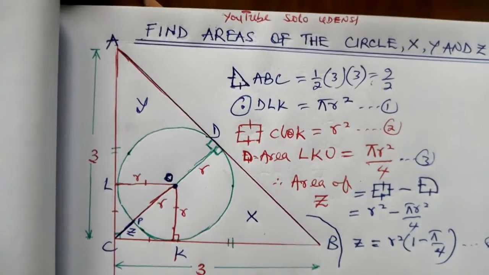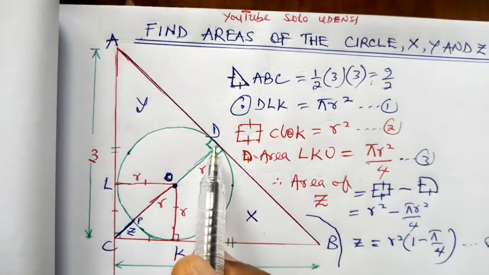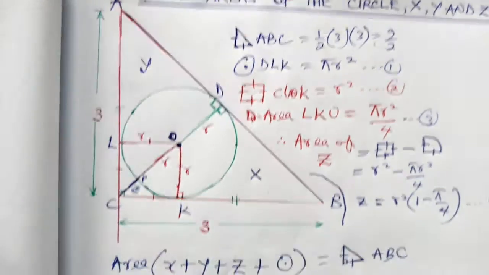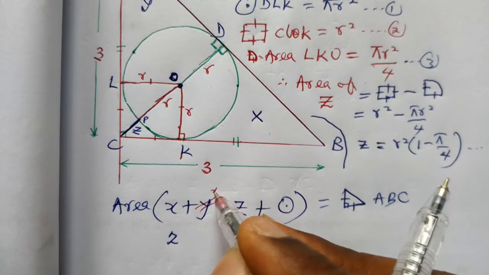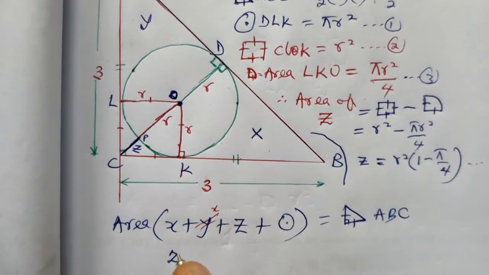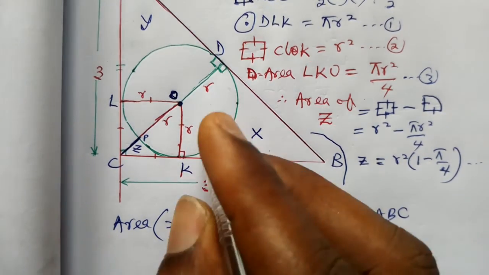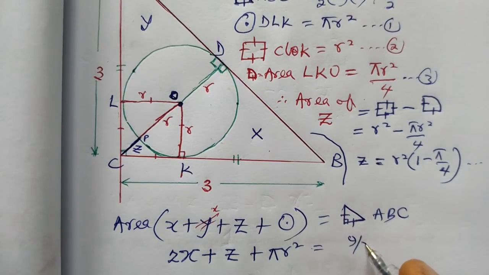But since here is equal to this place, it means that this area is equal to this area, because this bisects this line into two. These places are equal. So we now have that x, this guy is equal to x. So we now have that 2x plus z plus area of a circle. That circle DLK is pi r squared is equal to 9/2.